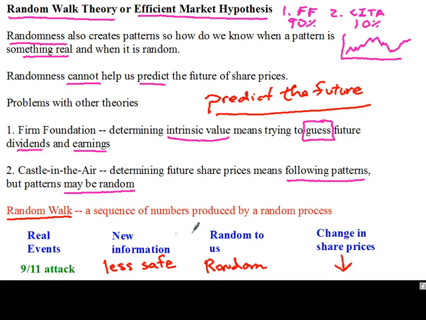Okay? But the key is that new information, by definition, is random to us. We don't know what the new information will be tomorrow. Therefore, it is random to us. Therefore, this decrease in prices that happened is random. We don't know it ahead of time. We can explain it after it happens, but we did not know it ahead of time.